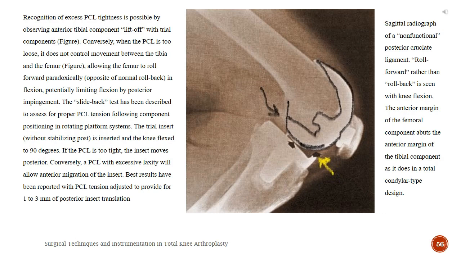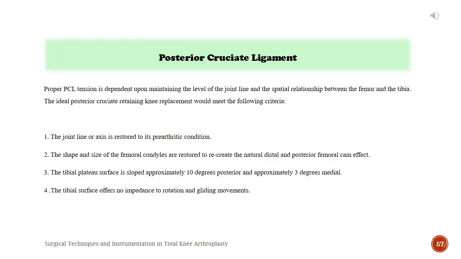Sagittal radiograph of a non-functional posterior cruciate ligament. Roll forward rather than roll back is seen with knee flexion. The anterior margin of the femoral component abuts the anterior margin of the tibial component, as it does in a total condylar type design.